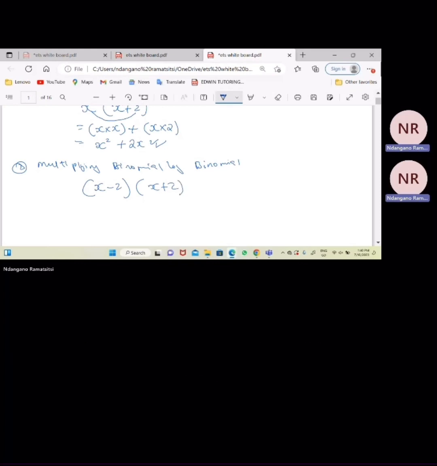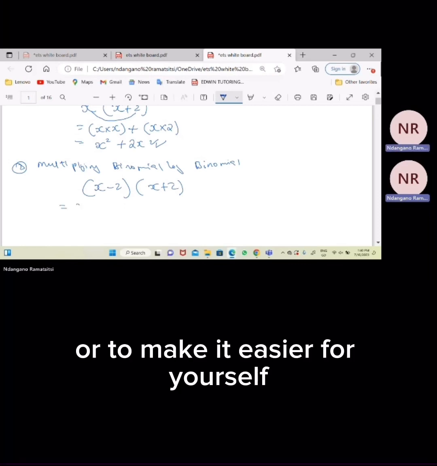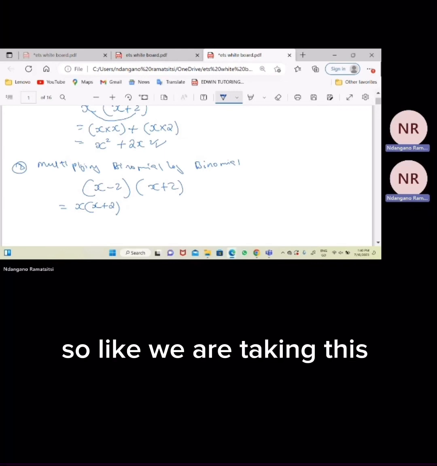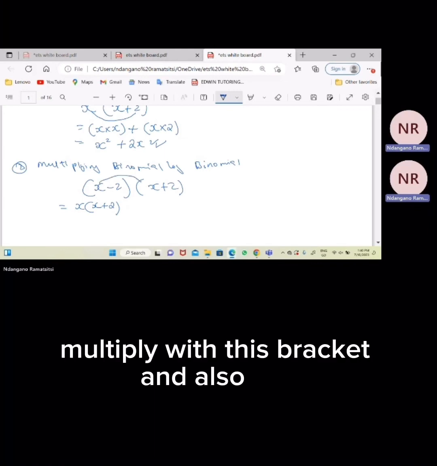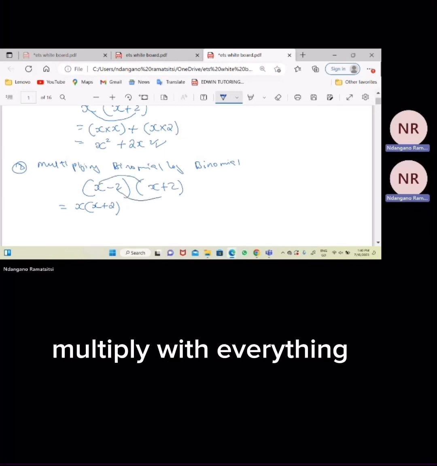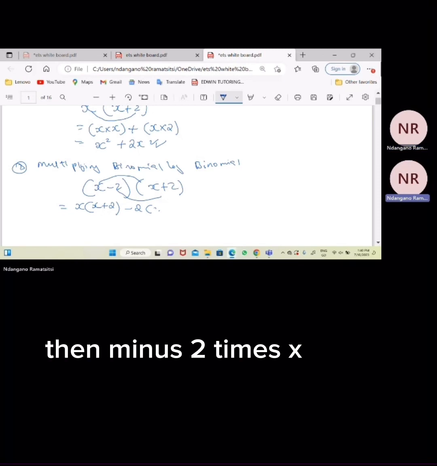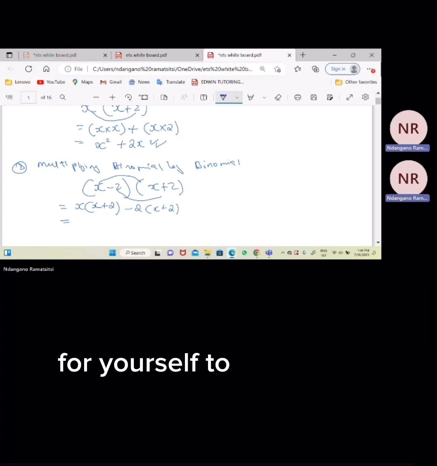You have to separate it first to make it easier for yourself. Then you're going to say x times (x plus 2). We are taking this x and multiplying it with this bracket, and also this negative 2 and multiplying it with everything in this bracket. Then minus 2 times (x plus 2). You have to make it simple like this for yourself to understand.